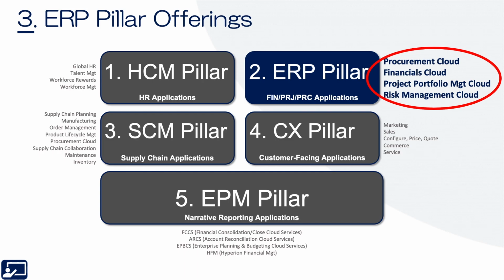Third topic, ERP Pillar Offerings. This slide shows the main offerings for each pillar. The ERP Pillar Offerings are shown in the upper right. They are as follows: Procurement Cloud, Financials Cloud, Project Portfolio Management Cloud, and Risk Management Cloud.